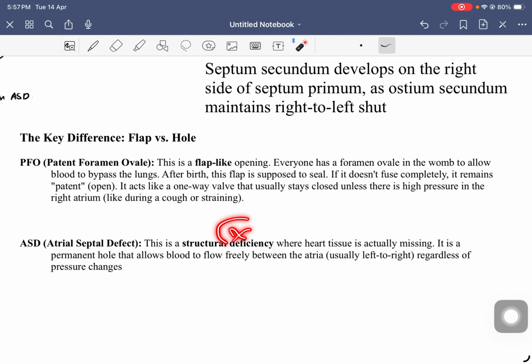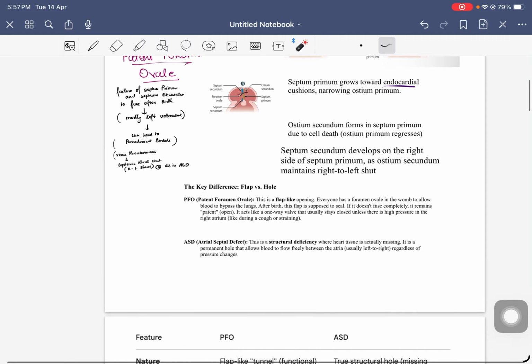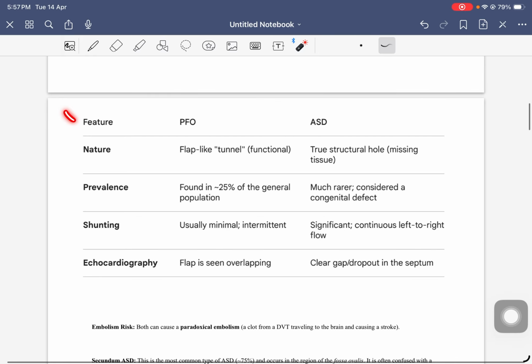Atrial septal defect. This is a structural deficiency of the heart tissue, which is mostly missing. And there is a permanent hole that allows the blood to flow freely between the atria regardless of the pressure changes. So these are the key features. So this is a flap-like tunnel. There is a structural hole.